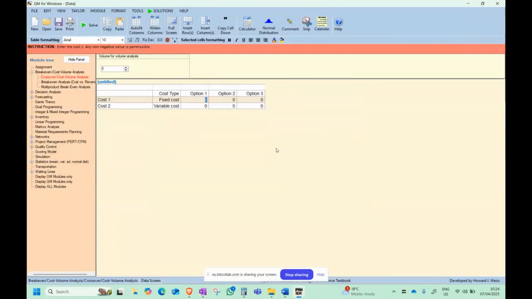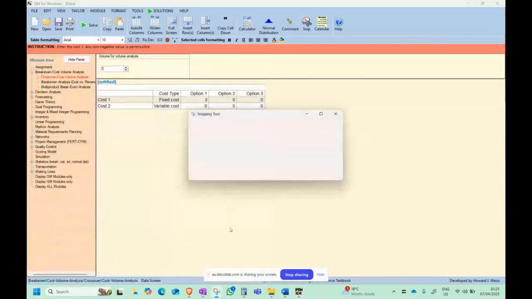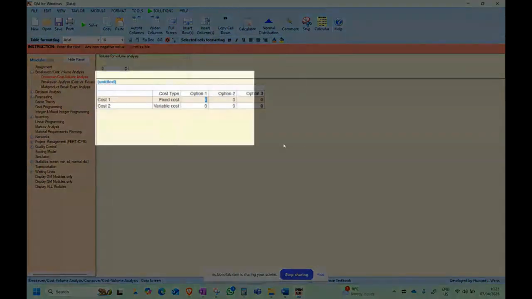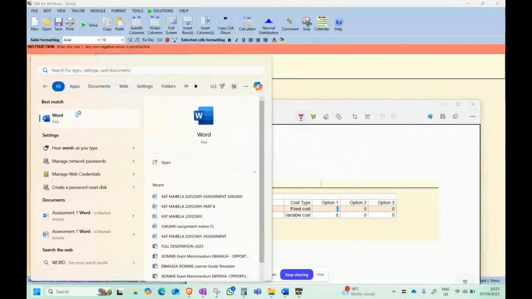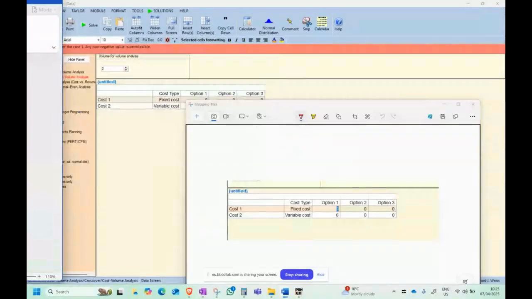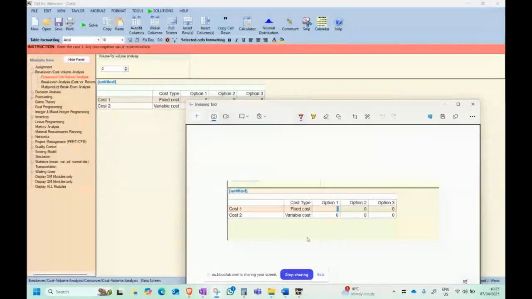Imagine these are your results. You go to an app called Snip, the snipping tool. Take a snip, then you go to Word, and under Word, you paste, enter, you do the same thing, you paste. And this is how I got the graphs and the information after you click solve. 7.1 is your problem. You need to do it.